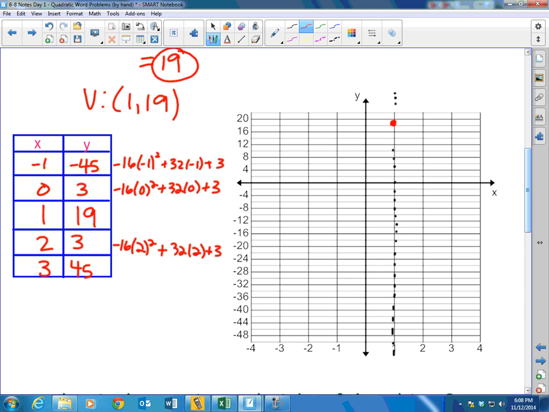And so now I'm going to plot those points. So first I'm going to plot the point 0, 3, which is right here. And then I will plot the point negative 1, negative 45, which is right here. And I'll keep plotting the other points as well. Okay, so when you plot them, it should look something like this.